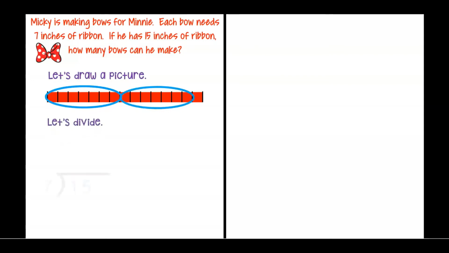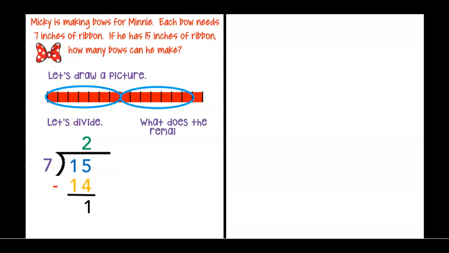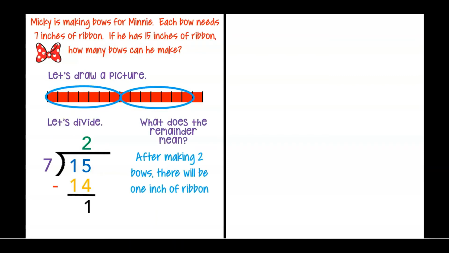Let's divide. 7 goes into 15, as we can see here from the circles, 2 times. We then multiply. 2 times 7 is 14. We subtract. We get a remainder of 1. What does the remainder mean? After making 2 bows, there will be 1 inch of ribbon left. That's what the remainder means.